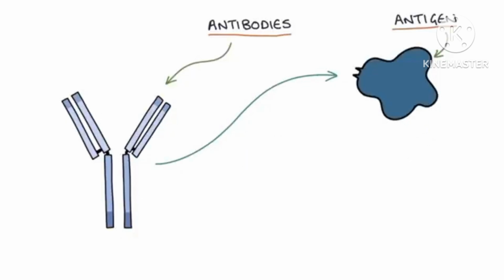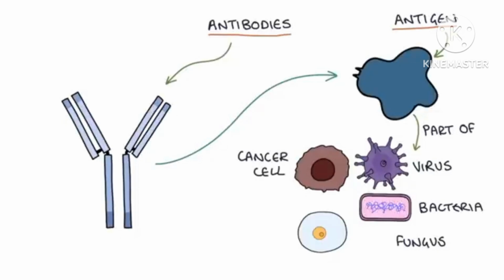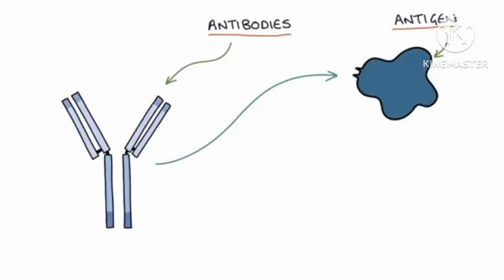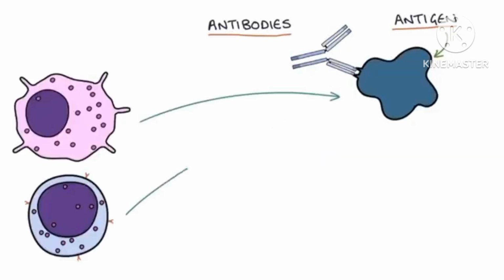So antigens could be proteins that are part of viruses or bacteria or fungi or cancers, or even the body's own cells in the case of autoimmune disease. And the job of antibodies is to go hunting for their specific antigens. And when they find them, they attach themselves to that antigen, and then they help the rest of the immune system to launch an attack on whatever that antigen is and whatever the antigen is related to.